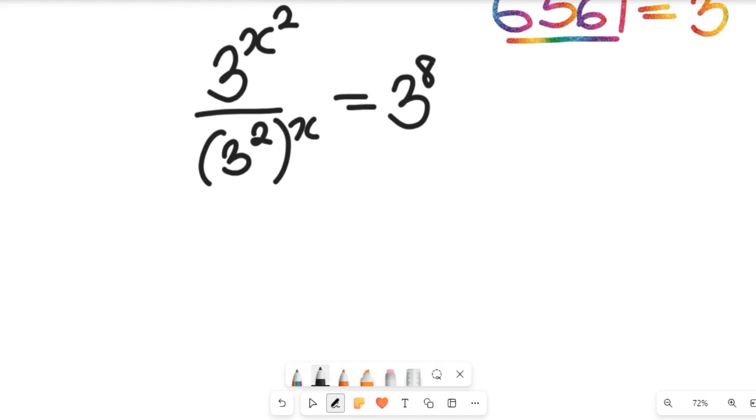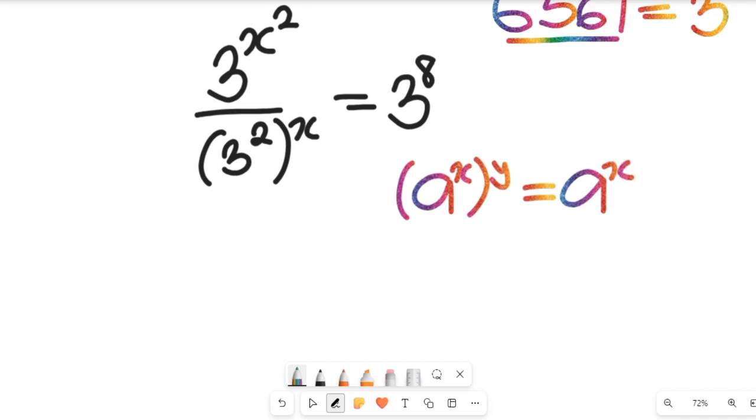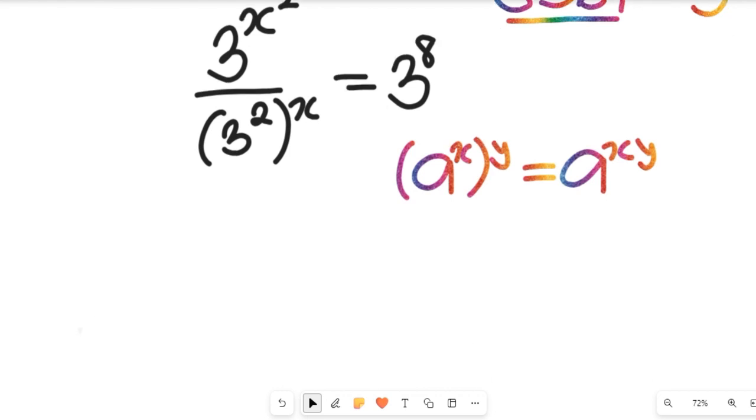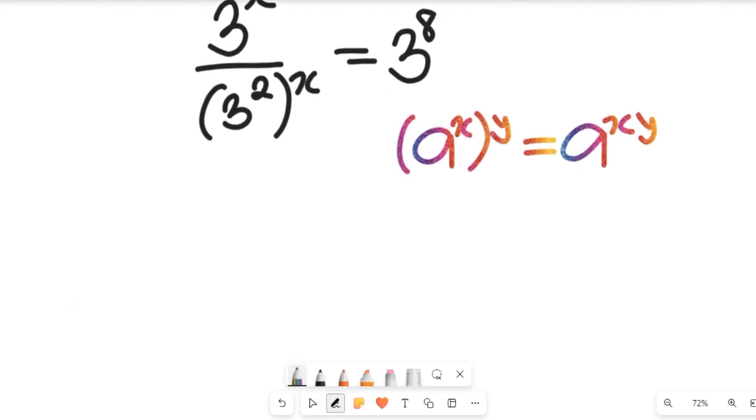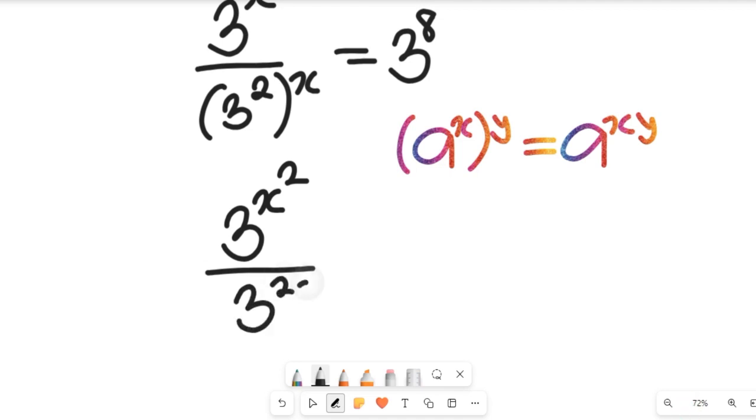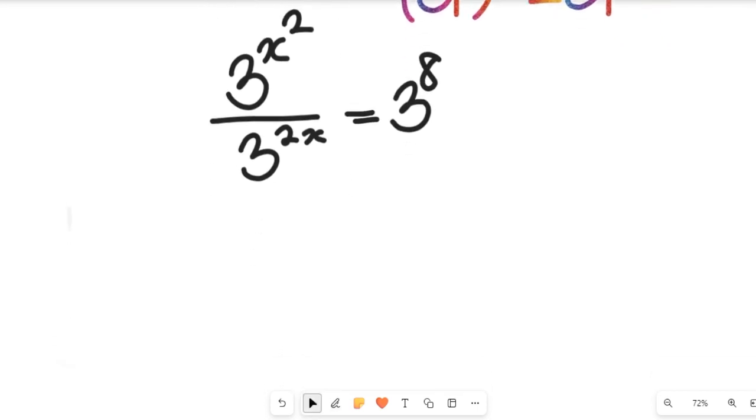Remember from the law of indices that if you have a to the power of x to the power of y, this can be equal to a to the power of xy, right? The exponents will multiply. So we are going to apply it to the denominator of that expression. So if we apply that, we are going to have 3 to the power of x to the power of 2 divided by 3 to the power of 2x, and this will be equal to 3 to the power of 8. We're going to apply a whole lot of the laws of indices.